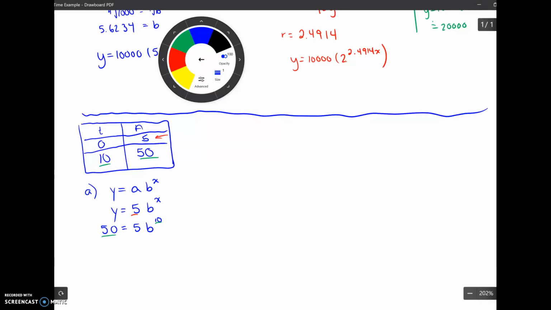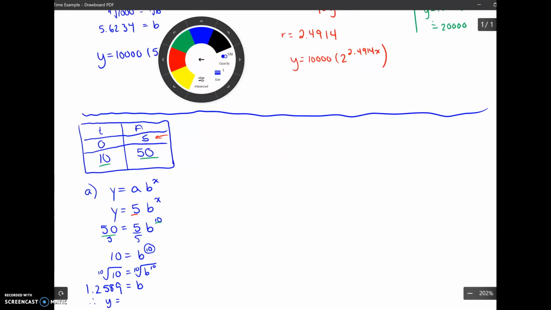Okay. To start solving this equation, we divide both sides by the coefficient. 50 divided by 5 is 10. So I get 10 is equal to b to the power of 10. To figure that out, because my exponent is 10, I'm going to take the 10th root of both sides. The 10th root of b to the power of 10 is just b. The 10th root of 10 is 1.2589 and change.